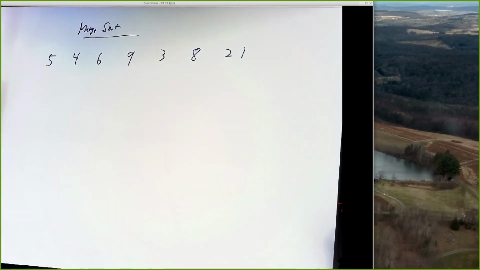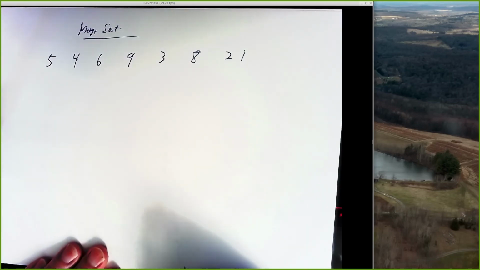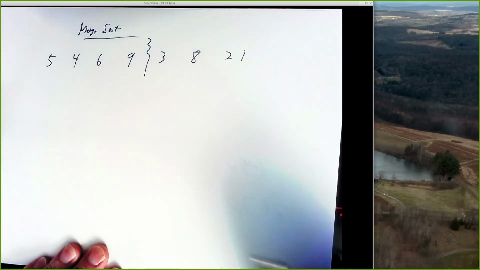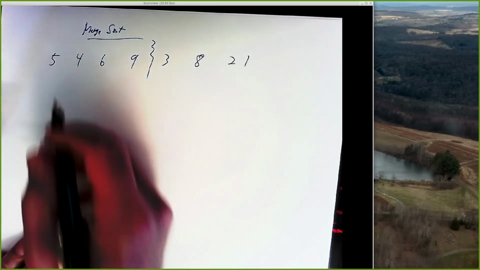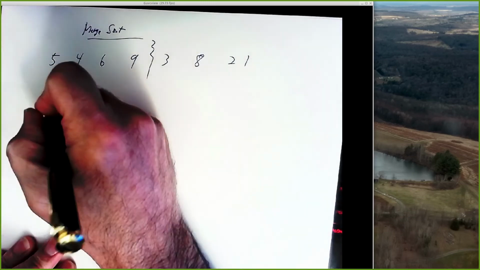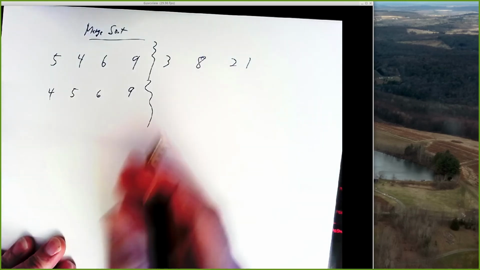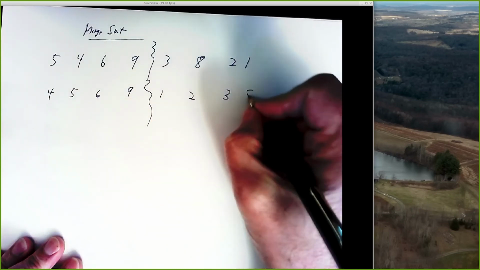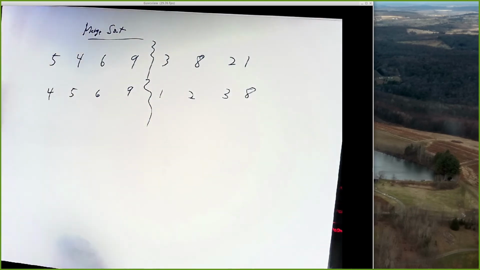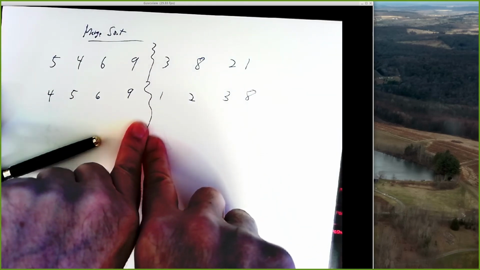So here's my 8 numbers that I want to sort, but imagine it's like 8 billion, right? All right. Here's how I'm going to merge sort. I'm going to split my list of numbers in half. And somehow I'm going to sort this list into 4, 5, 6, 9. And somehow I'm going to sort this list on the right: 1, 2, 3, 8. And now I'm going to interleave these into a sorted output.